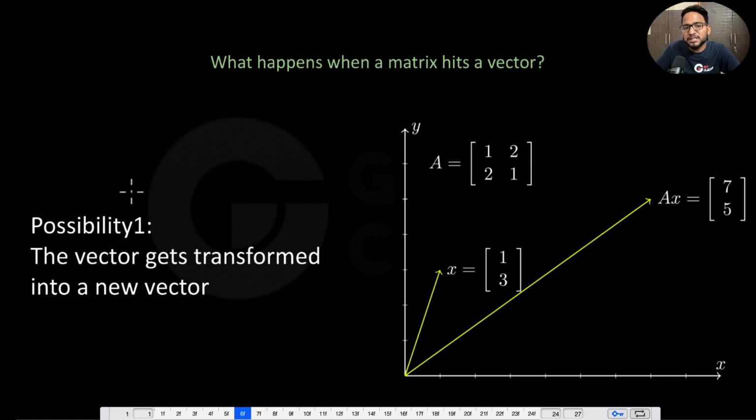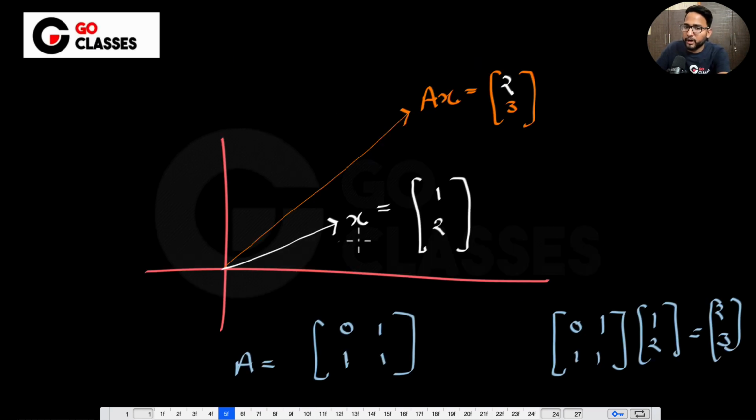Okay, so this is just one possibility, but there could be another possibility also. So what do I mean by that? See, you have a vector, you multiply a matrix with the vector. Do you always get a new vector, or maybe you get the same vector? If the matrix is the identity matrix, then you may get the same vector, or maybe you get a vector which is in the same direction also, right?